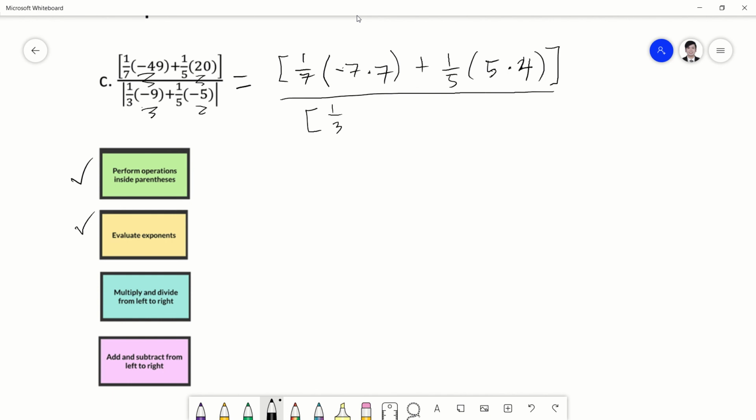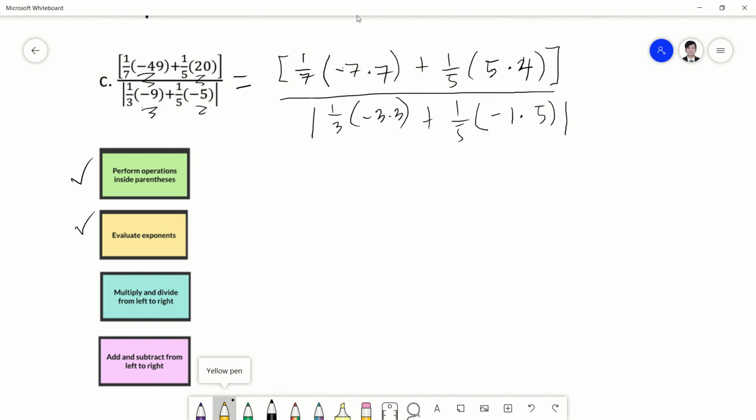This is still multiplication, so it's okay. Negative 9 can be written as negative 3 times 3. And negative 5 is negative 1 times 5. Oops, I noticed that this is not a bracket, but the absolute value bar. So let me just correct that one. And now you will notice that there are common factors in the numerator and denominator when we multiply the numbers that were given here.